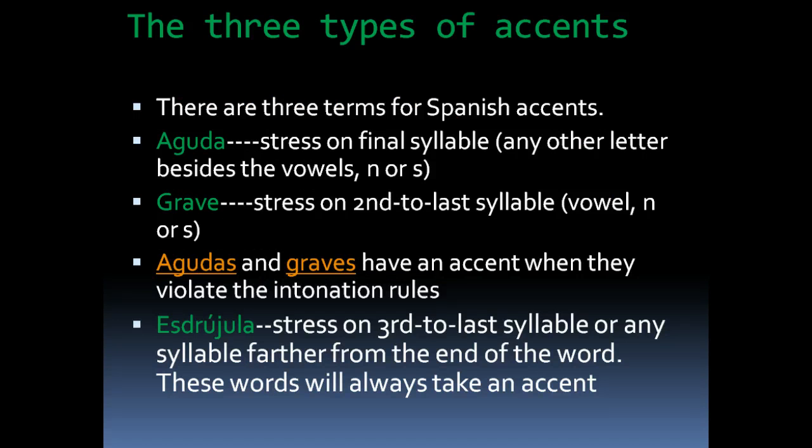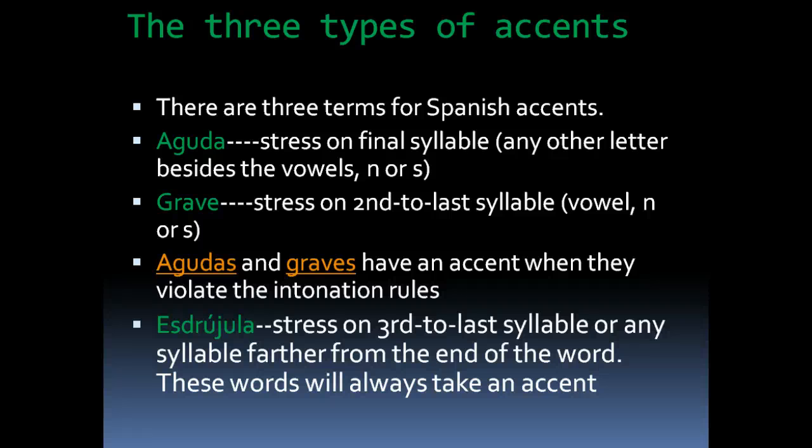There are three types of accents in Spanish. These are the official terms. Aguda, where the stress comes on the final syllable, and we talked about that, which is any other letter besides the vowels, N or S. Grave, where the stress comes on the second to last syllable, and those were words that end in vowels, N or S. And agudas and graves will have an accent when they violate the intonation rules. So you're going to place an accent on anything that doesn't follow those rules.